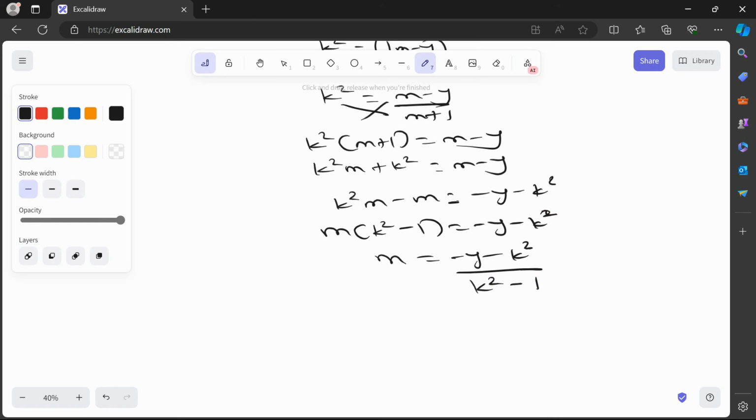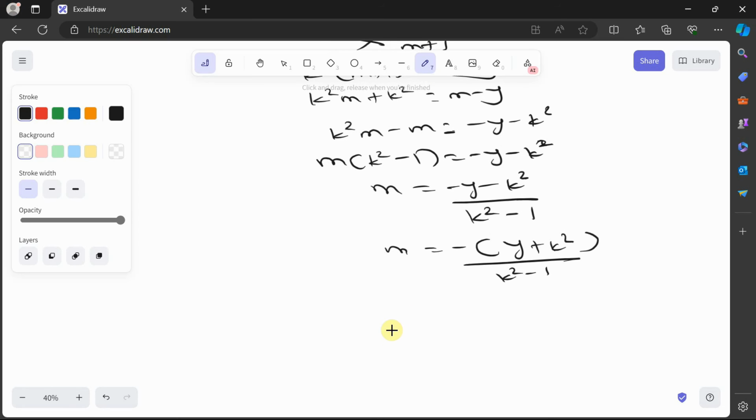Same thing too, I can factor out minus from this top. That will be minus open brackets y plus k squared all over k squared minus 1. I can carry this minus down, just like in that previous question. So it's like saying m is equal to y plus k squared all over minus open brackets k squared minus 1. So if I open up this denominator, that will be y plus k squared all over minus times k squared is minus k squared, minus times minus 1 will give me plus 1.